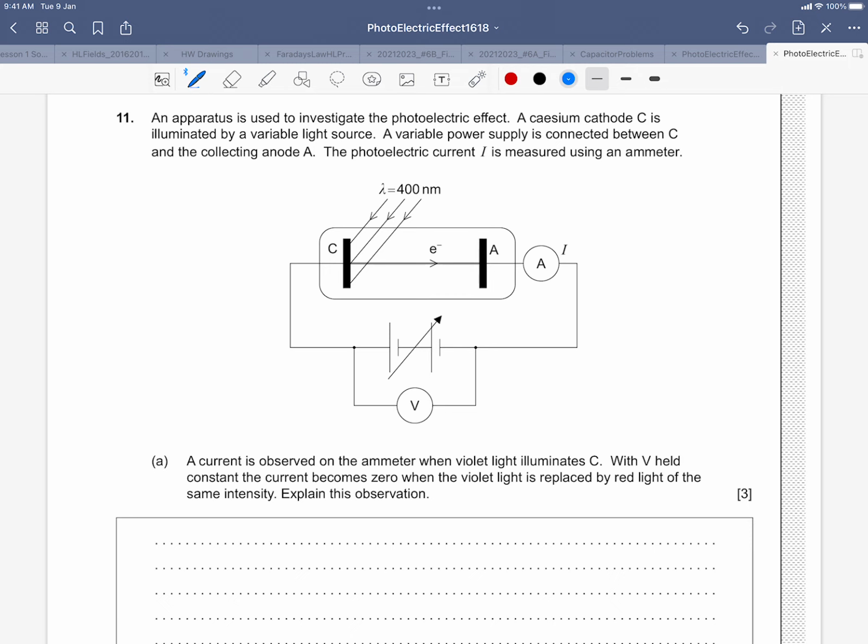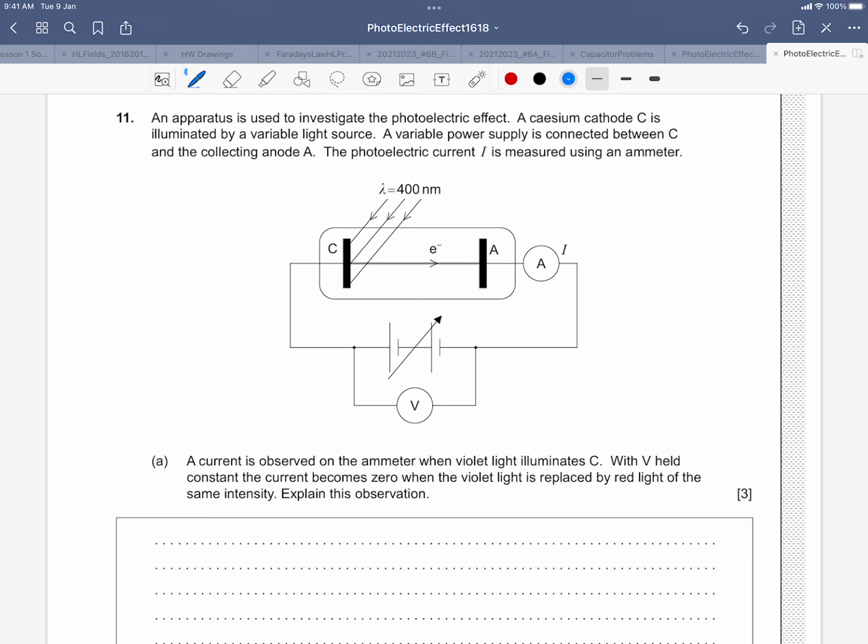We are told here that violet light is shining on C, our metal cathode made of cesium. And there is a current in that case, which means, of course, that the photons of the violet light have enough energy to knock out electrons and overcome the work function. But when the violet light is replaced by red light of the same intensity, then the current is zero. So we have to explain that.